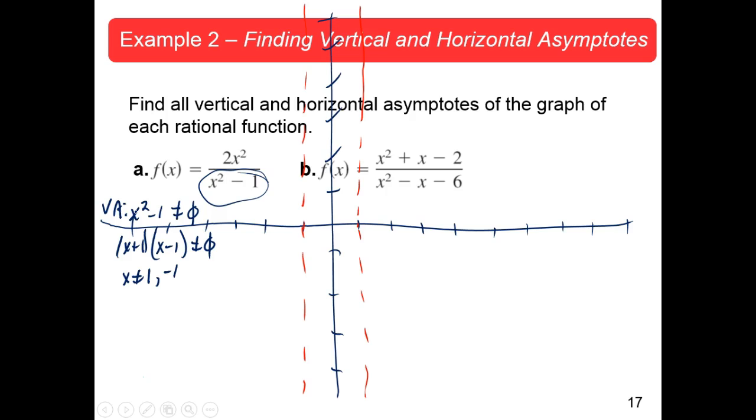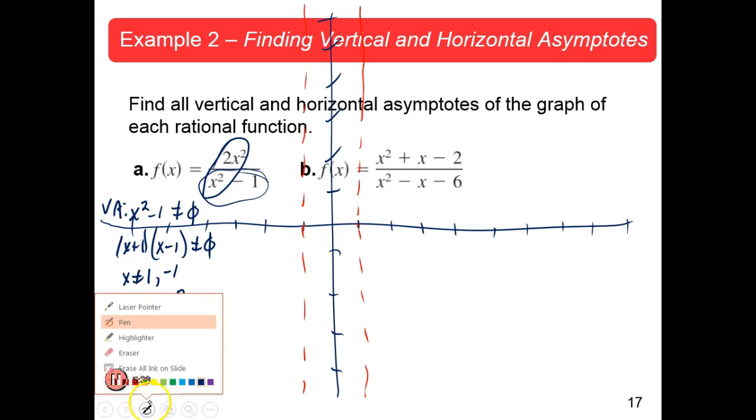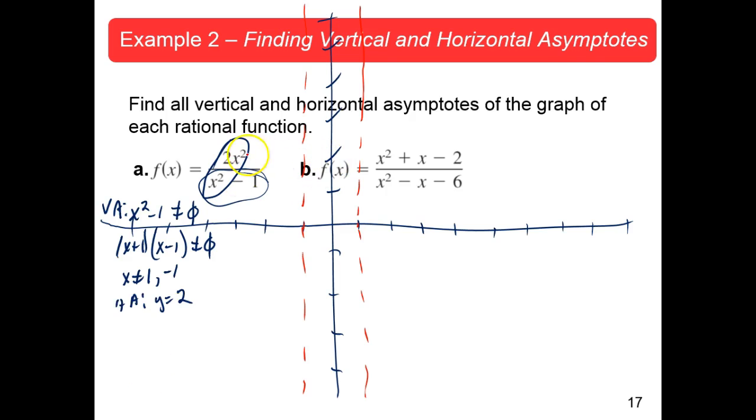Done. What do you want to do next? Horizontal asymptote. How do we do the horizontal asymptote? Ratio of the leading terms. Maybe I should do that in a different color. And what's that ratio of those leading terms? 2. And since this is f of x, this is your y. So the horizontal asymptote is y equals 2. Everybody see that? Now, since they did vertical asymptotes in red, I'll do horizontal asymptotes in red as well, though it's not necessary. So y equals 2, that would be this line right here.